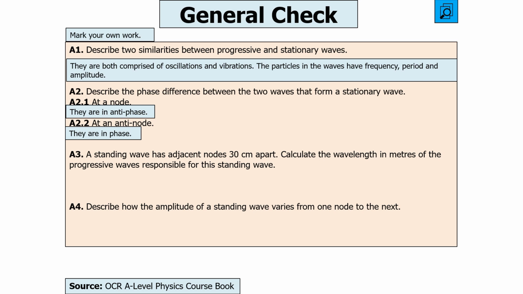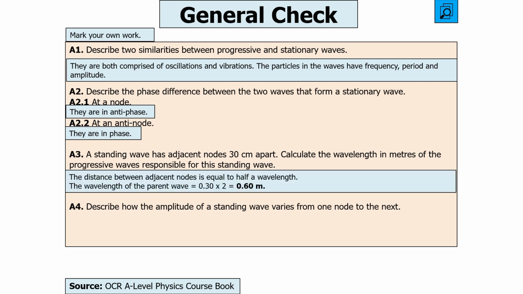Now for the next question, for question 3, it's important to note that two adjacent nodes, adjacent meaning next to, two nodes are always half a wavelength apart. So if the two nodes are 30 centimeters apart, it tells us that half a wavelength is 30 centimeters, so a full wavelength is 60 centimeters or 0.60 meters.